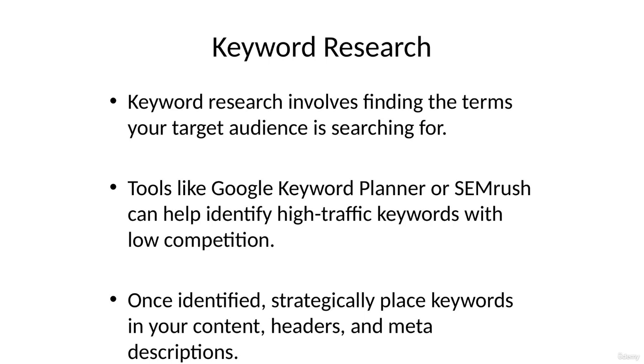Additionally, include the keyword in the meta description, which is the short summary that appears below the title in search engine results. This helps search engines understand what your content is about and improves your chances of ranking for that keyword. In addition to keyword optimization, creating high-quality content is essential for SEO.